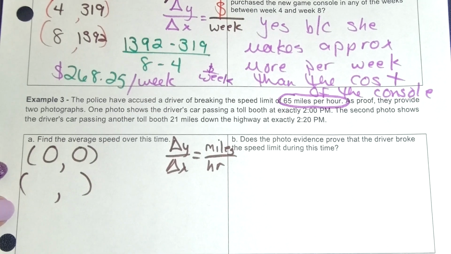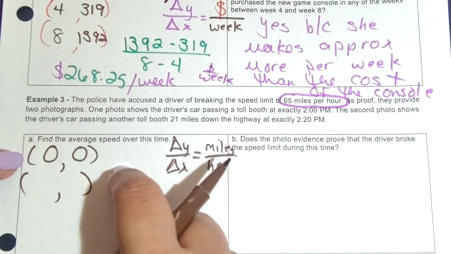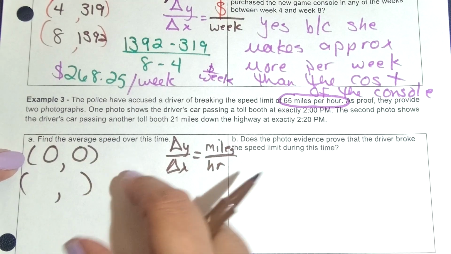We don't have a starting point. Right? They didn't say that he drove for an hour and then he was this many miles away and then after so many minutes, he was this many miles away. No. So if they do not give a starting point, what did I say you need to do? 0, 0.